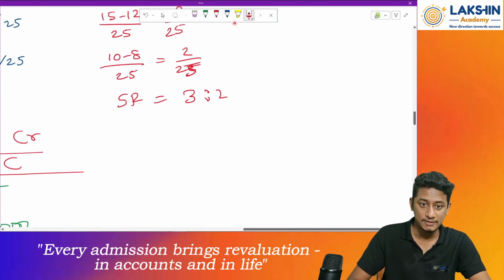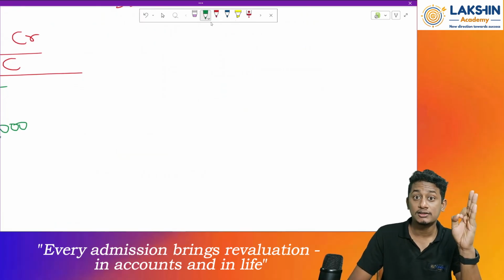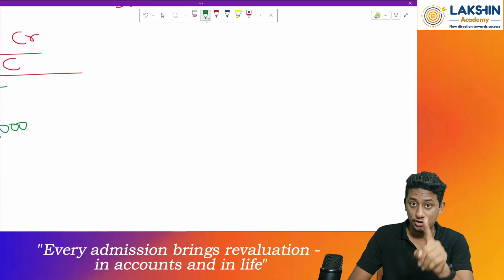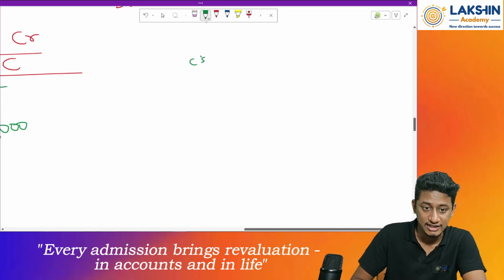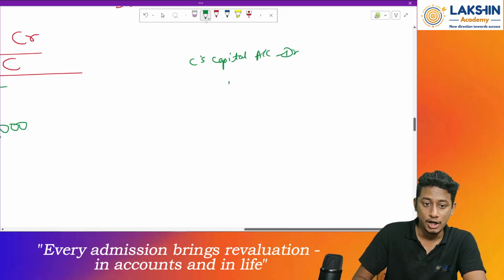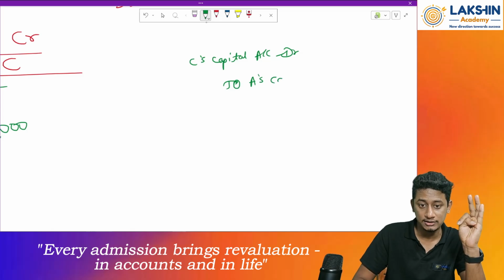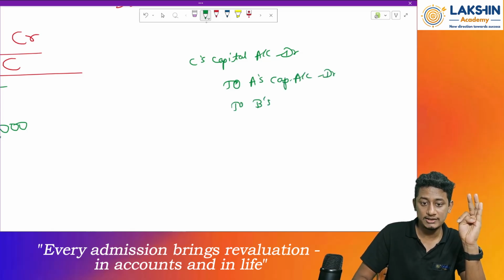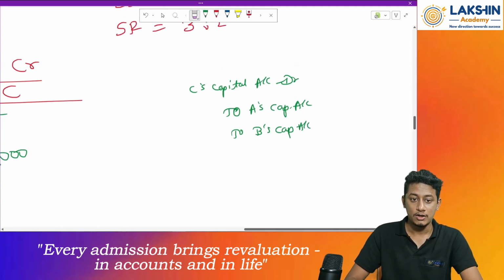So now let's pass the journal entry first of all. What is the journal entry? Gaining partner's capital account debited to sacrificing partners' capital account. Who is gaining over here? Mr. C is gaining, so C's capital account is debited. Capital account debited to whom? Who is sacrificing over here? Mr. A and B. So A's capital account and B's capital account. Okay, done.